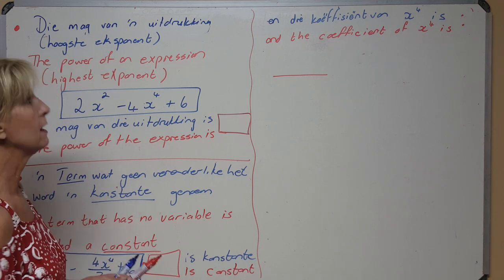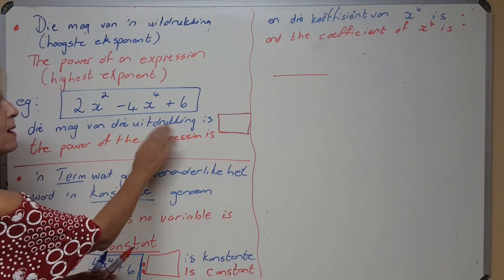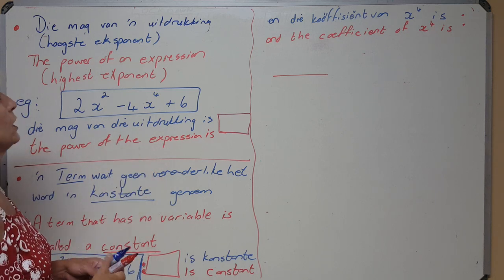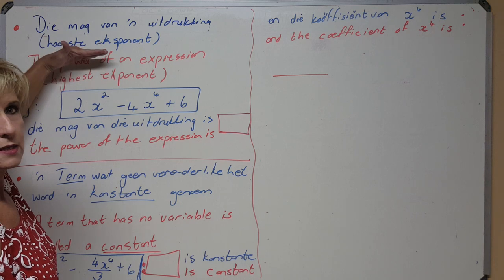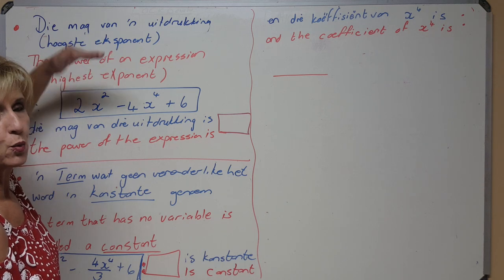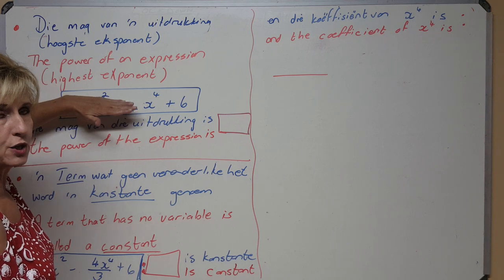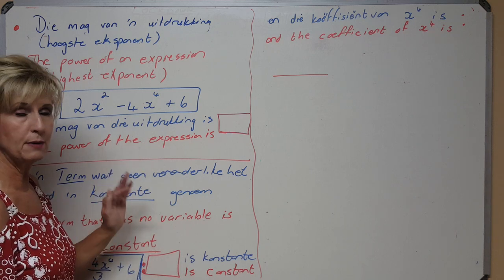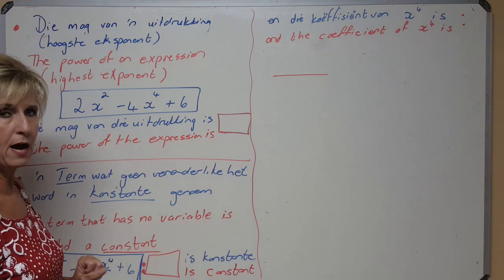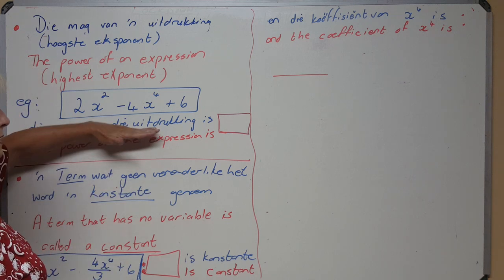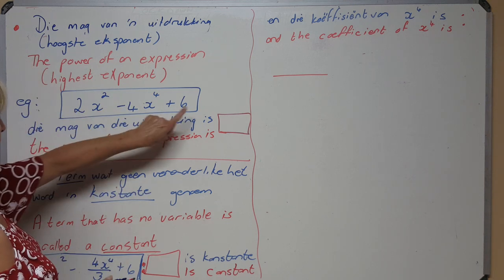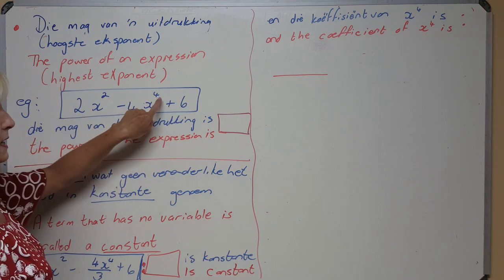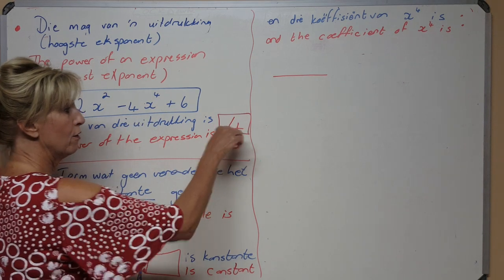Only answer the question. The question here was, what is the power of this expression? If I give you this expression, what is the power? Wat is die mag? Nou, die mag van 'n uitdrukking is sy hoogste eksponent. The power of an expression is the highest exponent. It doesn't matter if there's x's and y's and a's and b's. The highest exponent you can see is the power of the expression. Wat is die hoogste eksponent wat jy kan sien? Dis daai 4. The highest exponent that is here is the number 4.